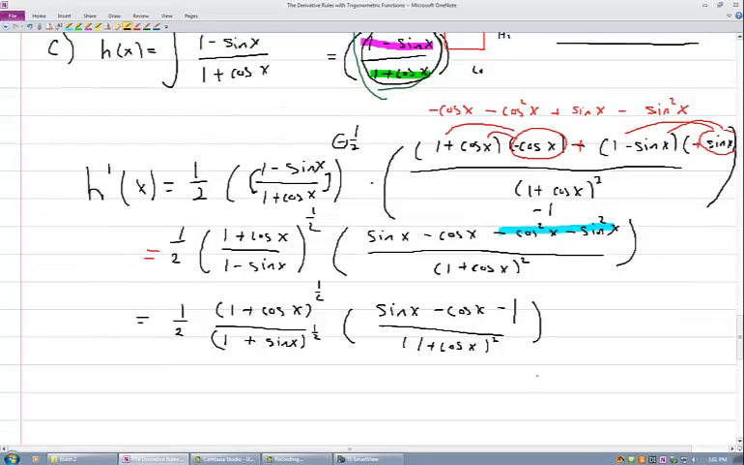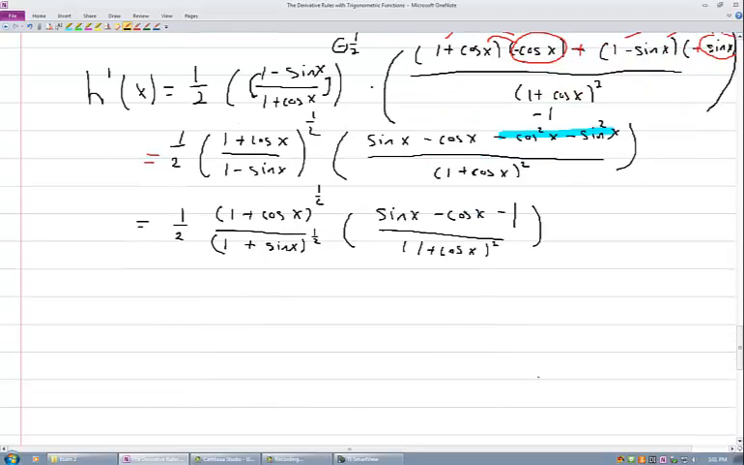Now I'm not quite done. Yes, I can go even further because if you notice, on top there is a 1 plus cosine of x, and on bottom there's a 1 plus cosine of x. So what I could do, and I actually made a little mistake here. Let me fix that.